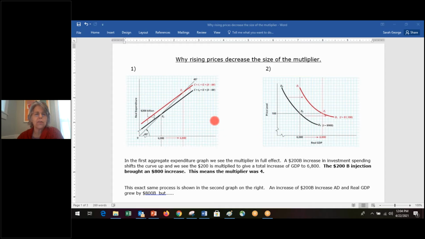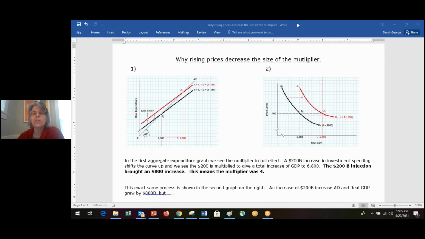Now, as we switch from this graph to our aggregate demand graph, this is showing exactly the same thing. But you notice that the price level is 100. We increase aggregate demand by 200 again, and we get this beautiful 800 increase in real GDP. So that's the multiplier. In these two pictures, the multiplier is the same. It's 4 because we've assumed that the price level was being held constant.